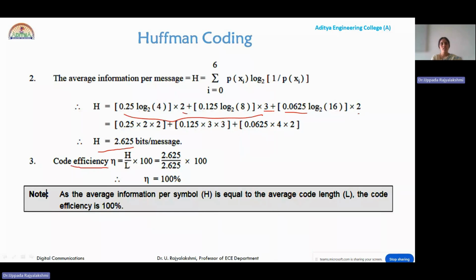And code efficiency is entropy by average length into log m base 2, but because m is 2 here, log 2 base 2 will be 1. So directly you can write it as entropy by average length. Because we obtained both entropy and average length as 2.625, into 100, the efficiency is 100% in the above example. So in this process we will calculate the efficiency for the Huffman coding procedure by using the merging procedure. Thank you for listening.